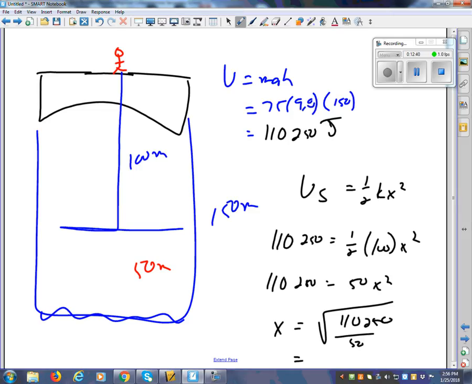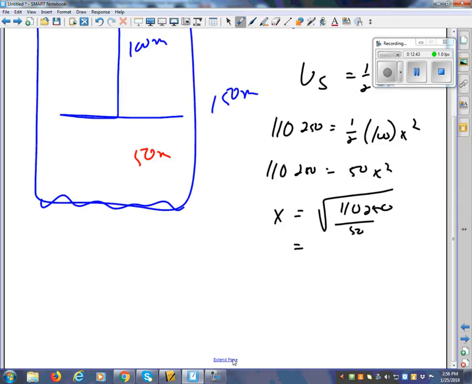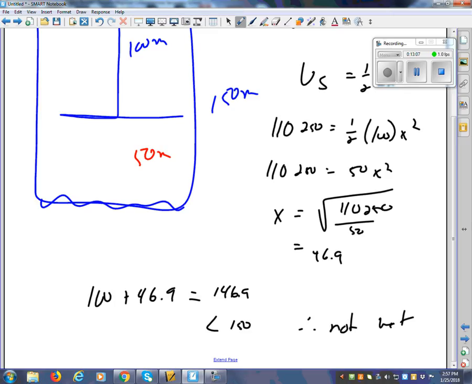And I think you get 46.9? Yeah. Someone must have got it right. So the spring stretches 46.9 meters. So 100 plus 46.9 is obviously 146.9, which is less than 150. Therefore, he's not wet. In fact, he's got a little over 3 meters of room.